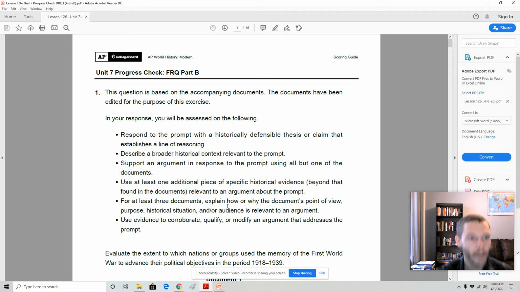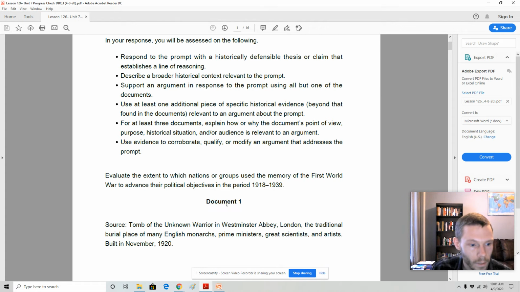We're looking at Unit 7, the DBQ that has been posted to AP Classroom, and this is looking at global conflicts in the 20th century. Okay, so if we look at the document on the screen, we want to evaluate the extent to which nations or groups use the memory of the First World War to advance their political objectives in the period 1918 to 1939. So we have to first consider who are the players in this interwar period.